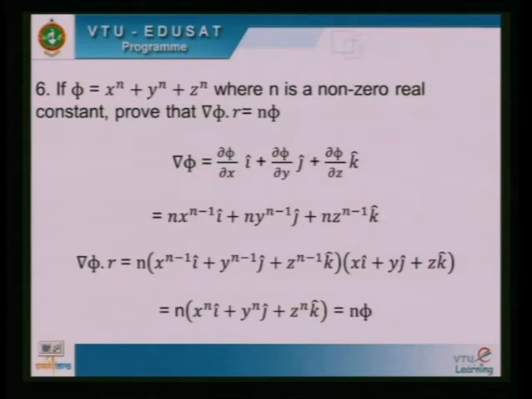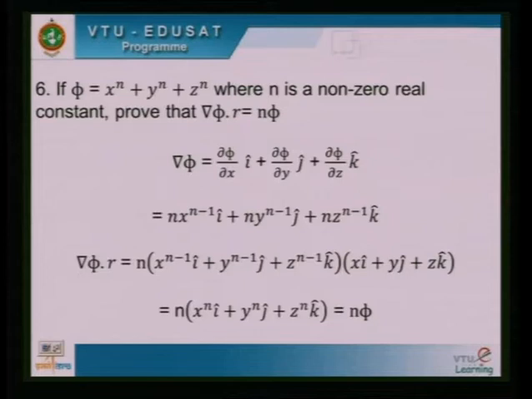Next, sixth problem: if phi is equal to x to the power of n plus y to the power of n plus z to the power of n, where n is a non-zero real constant, prove that gradient of phi dot r is equal to n into phi. You have to prove. First, we can write the formula. Gradient of phi, already familiar.